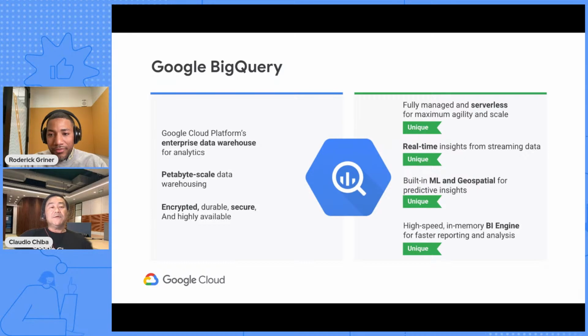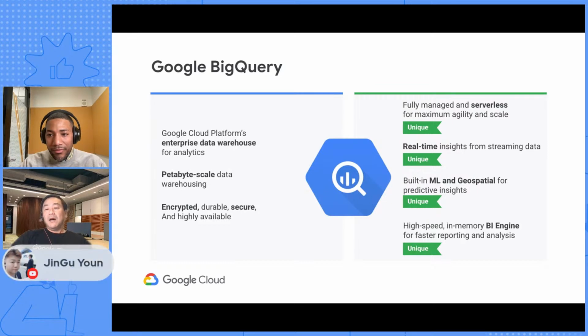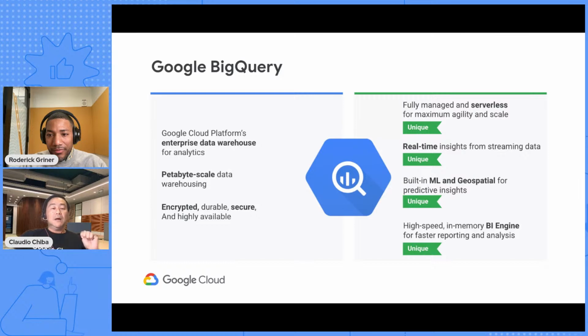BigQuery has a number of unique features that make it a powerful tool for data analysis. Some of these features include real-time streaming, ML and geospatial for predictive analysis, and also a high-speed in-memory BI Engine.